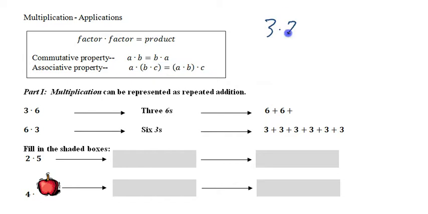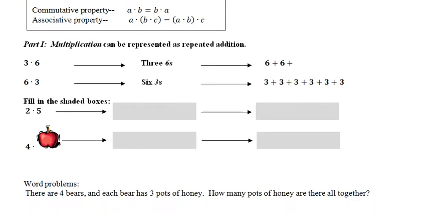So like 3 times 2 times 4. You could go 2 times 4, which is 8, times 3 is 24. Or you could go 3 times 2, which is 6, times 4, 24. Or you could do 3 times 4, which is 12, times 2. Still 24. Multiplication works in any way.